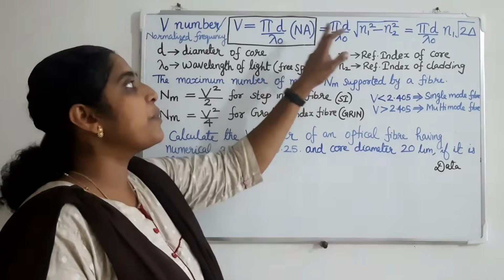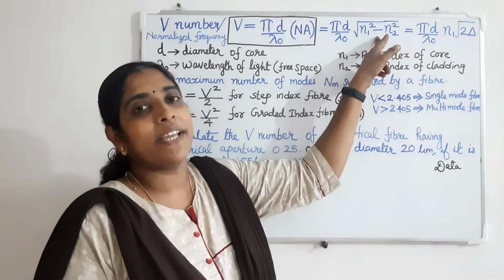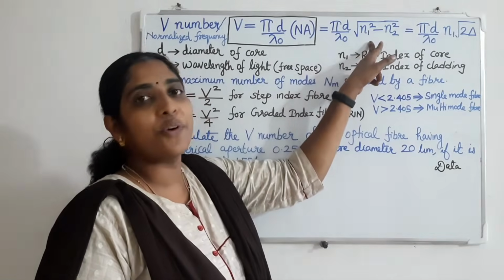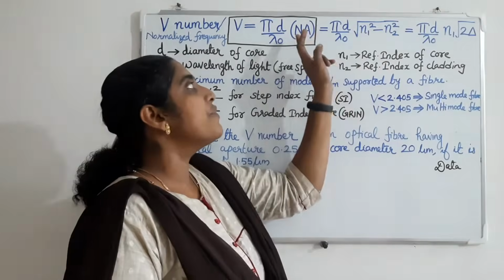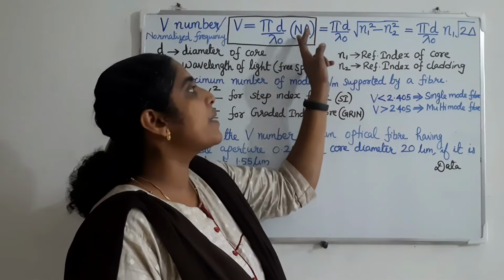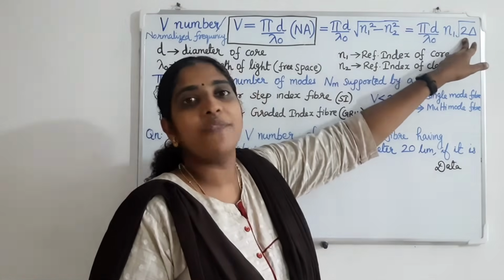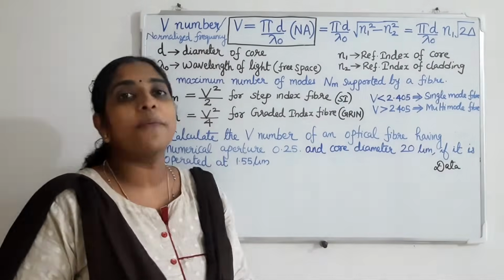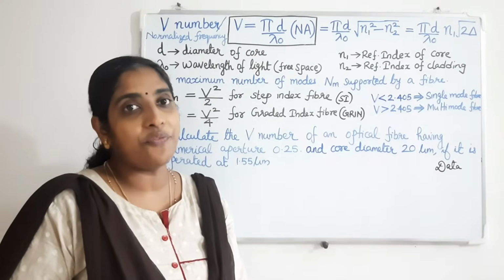As the expression of numerical aperture is root of n1 square minus n2 square, V number is equal to pi d by lambda 0 into root of n1 square minus n2 square. If the fractional refractive index is given, numerical aperture also we can write as n1 into root of 2 delta. This V number is also known as normalized frequency or cutoff frequency.